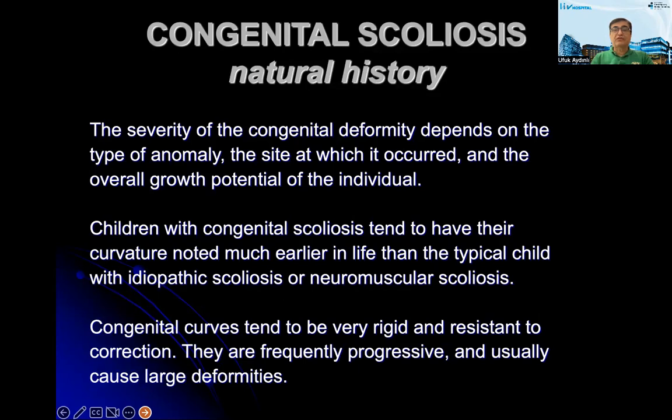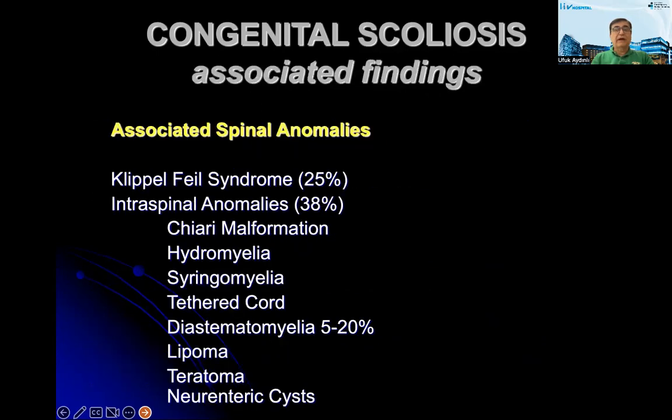So the severity of the congenital deformity depends on the type of the anomaly. Usually a hemivertebra, if unincarcerated and if below L1, especially L5, L4, L3, progresses very rapidly. The unsegmented bar also progresses very rapidly. If there is a combination of hemivertebra and unsegmented bar, then this has the most significant progression.